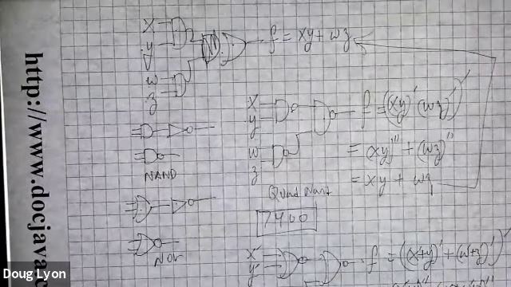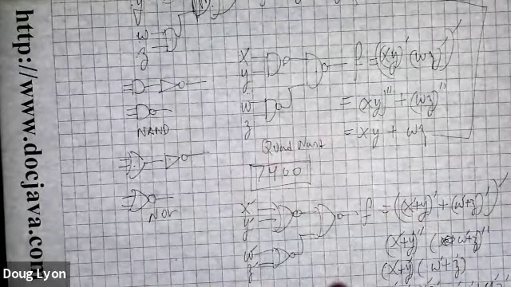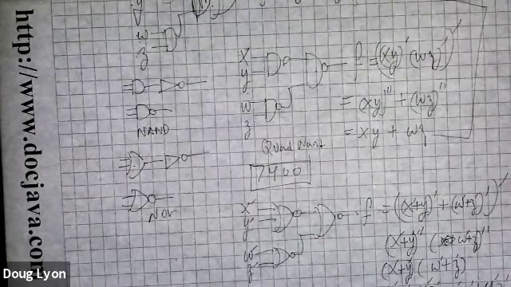So yes, it's negative logic. Yes, it's using the NOR gate, and yes, you can do synthesis with NOR gates, but it's rather different than if you are doing synthesis with just NAND gates. And that's what I have for you for today. It's 3:14, so I think that's about the end of it.